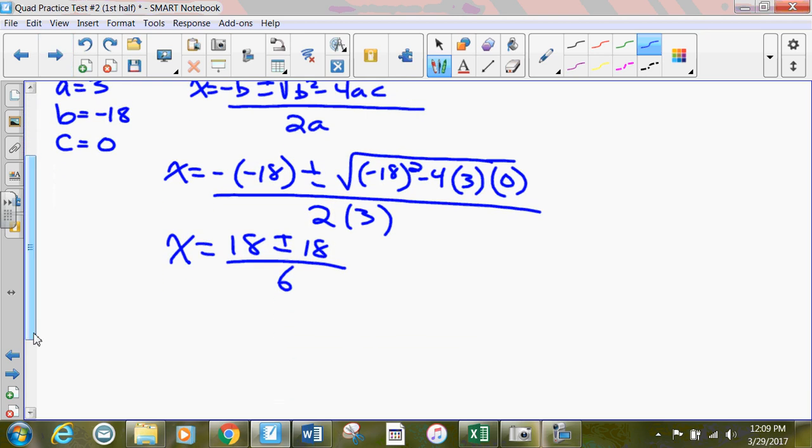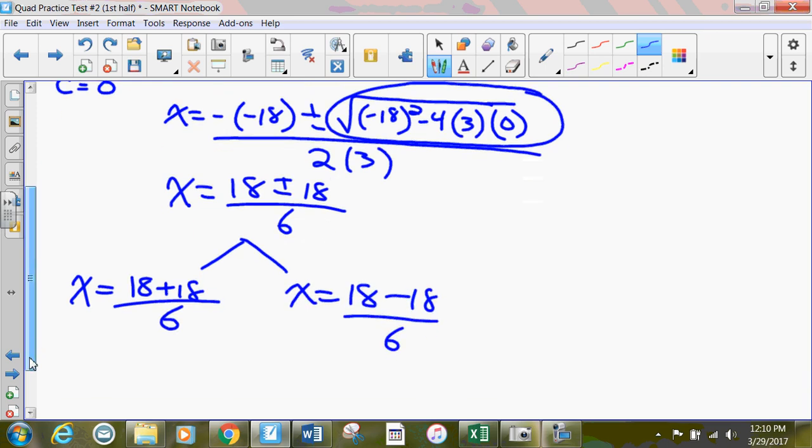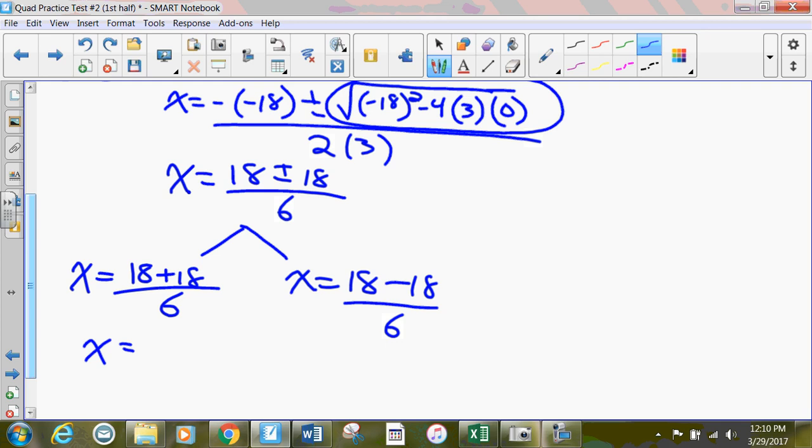Right at this part here, when we put that in our calculator and hit enter, it equals 18, so that's why I rewrote that. Then I'm going to split it into two possible things. Either x is 18 plus 18 divided by 6, or x is 18 minus 18 divided by 6. So in the first case, we're going to get what? 36 divided by 6, which is 6. In the second case, we'll get 0 divided by 6, which is 0.